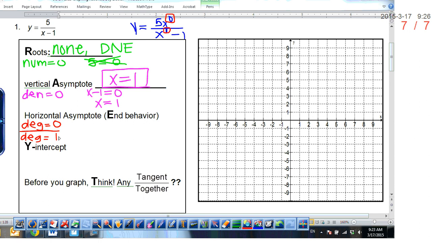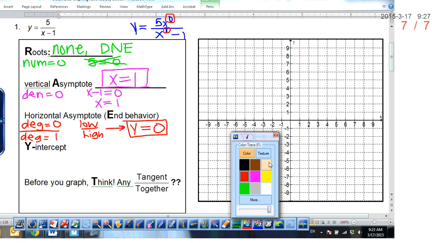Well, which case is that? Is that high over low, low over high, or the same? Low over high. So low over high, 0 equals y. So we have a horizontal asymptote at y equals 0. That's that rhyme. Low over high, 0 equals y.